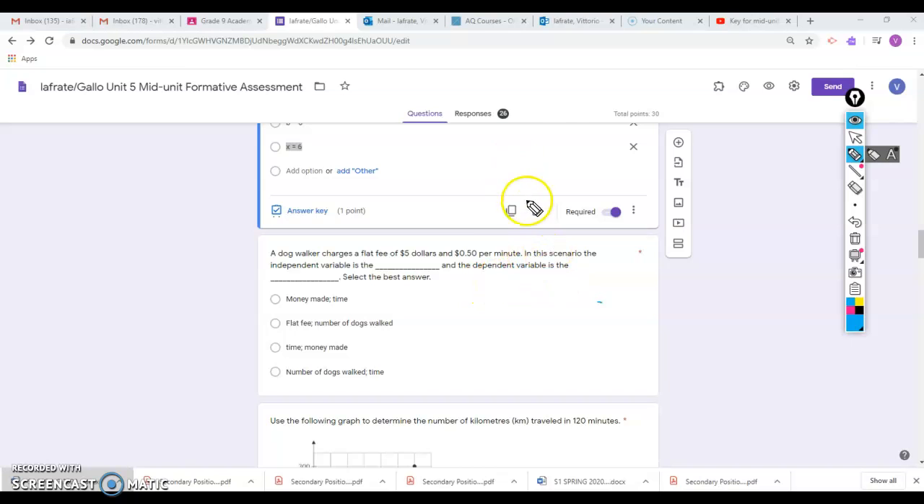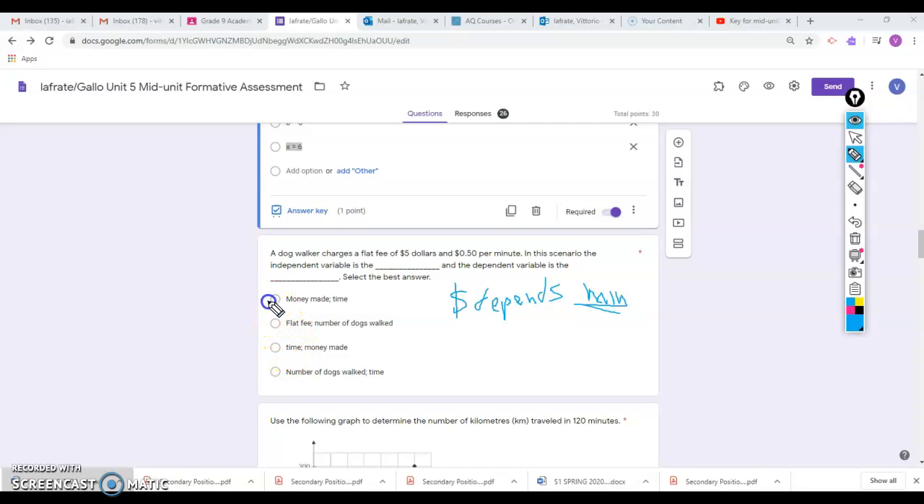Select the best answer. So we know that the amount of money made depends on the number of minutes that you walk the dog for. The more minutes you walk the dog for, the more money you make. So money depends on number of minutes. So we know our dependent variable is the money, and the independent variable is the time in minutes.